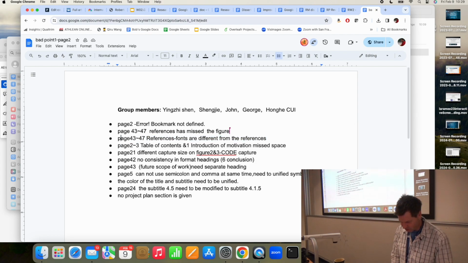Table of contents and one introduction missed space. Okay. Different capture size. I think they mean caption. No consistency in format headings. That's right. Future scope work needs separate heading. Yep. Cannot use semicolon or comma at the same time. Okay. Yep. Yes. Subtitle need to be modified too. Okay. No project plan section. So that's correct. Yep. Okay. Most of the things. I think most of the errors we're finding now we've identified and are just appearing over and over again.